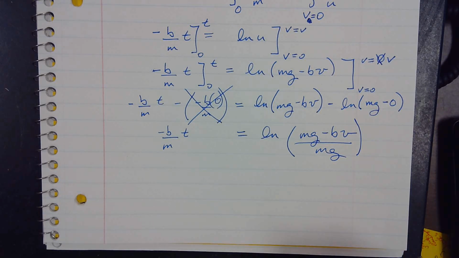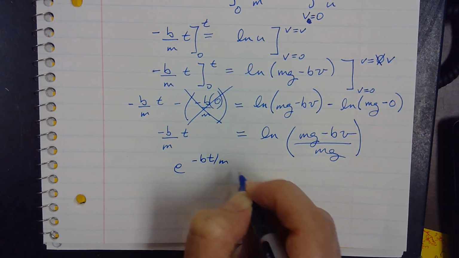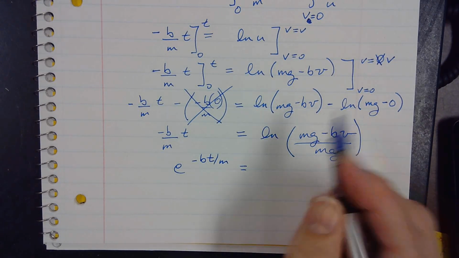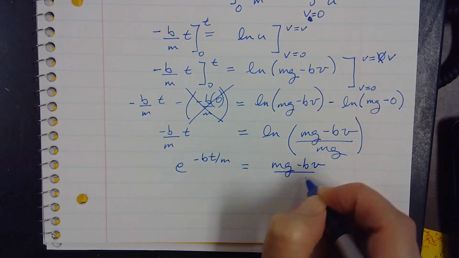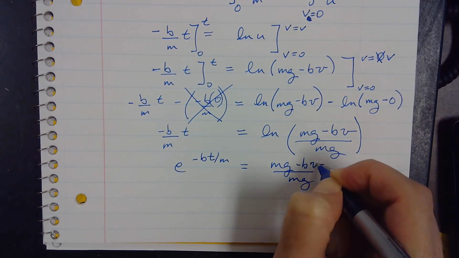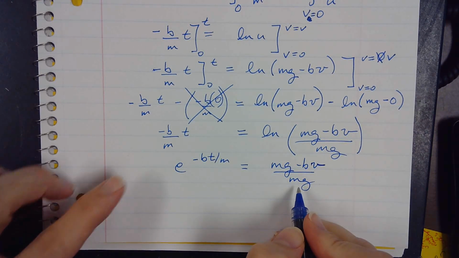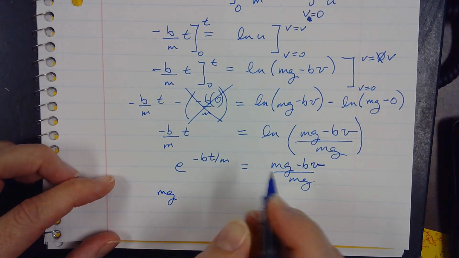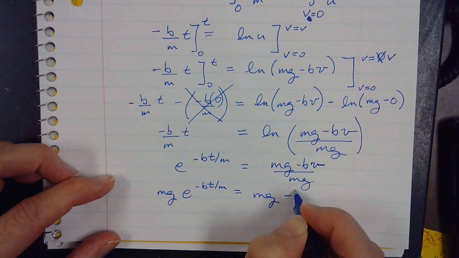Now we do e to the both sides, e to the negative bt over m equals, and I'm not going to write it out this time, but e to the ln cancels out, and so we're left with mg minus bv over mg. We're getting close. We just have a couple more algebra steps. So I'm going to multiply by mg, e to the negative bt over m equals mg minus bv.